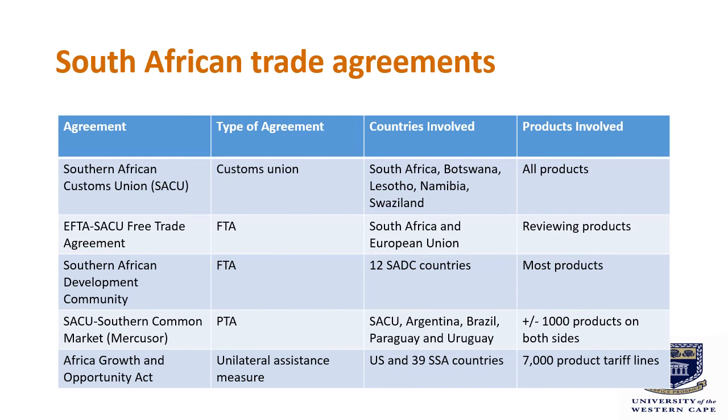Then we can also look from a local perspective. We can look at South African trade agreements, we can look at SACU, the South African Development Community, what countries are involved, the products that are involved and the type of agreements that are in place. You can look through this table and Google a bit further if you want to learn more about these agreements. But this is just some idea of what South African trade agreements look like.